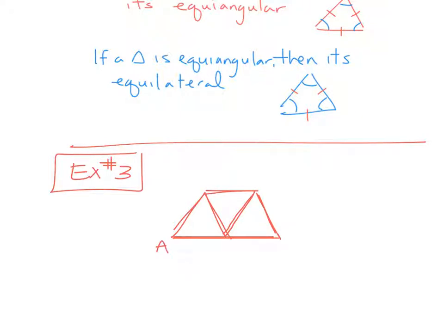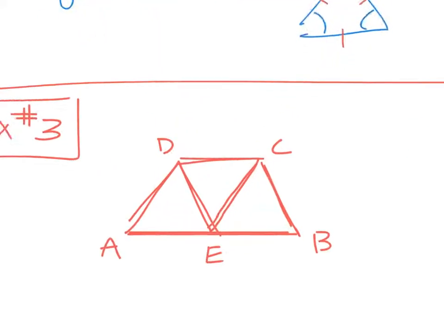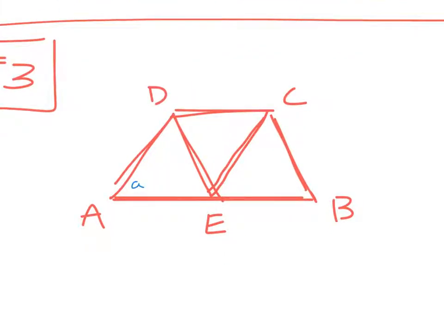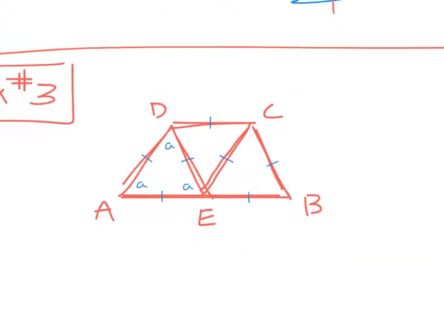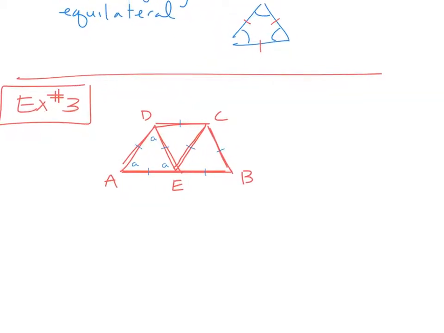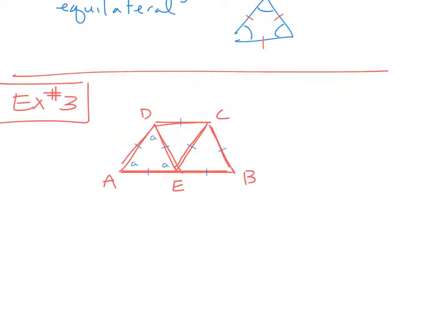So this is A, B, C, D, and E. They tell you this has a value of A, and this has a value of A, and that has a value of A. And then they give you these markings. So essentially, what are you looking at in that picture? 3 what kind of triangles? 3 equilateral triangles. And because they're equilateral, they are also equiangular, okay?